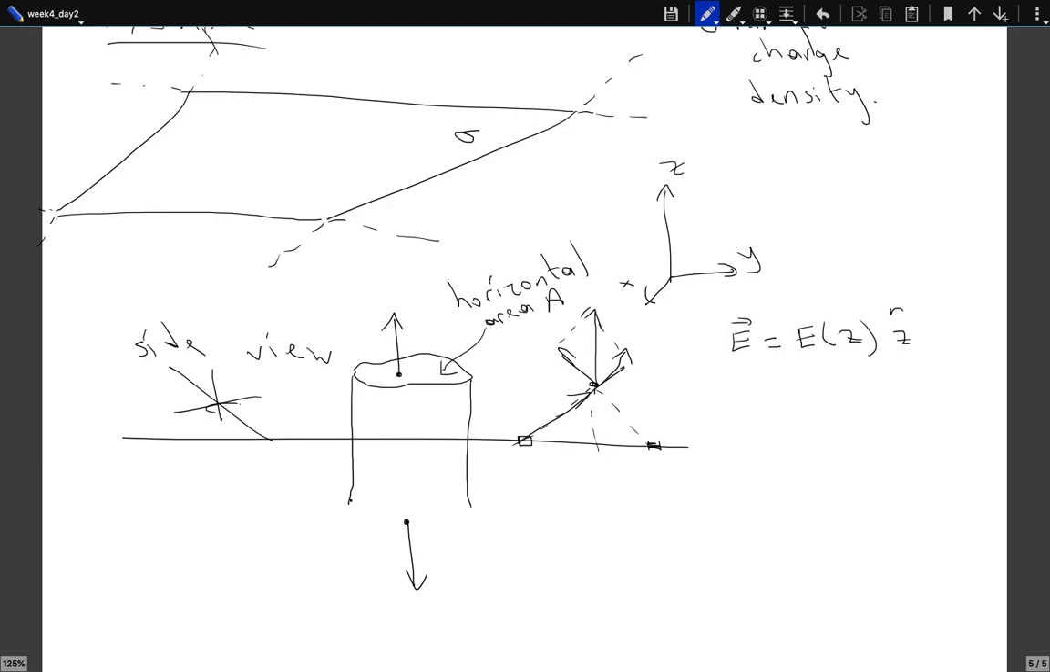Now, there was one thing we didn't mention. Let's look at this point. Okay, we had this point already. Now, let's look at the opposite point on the other side.